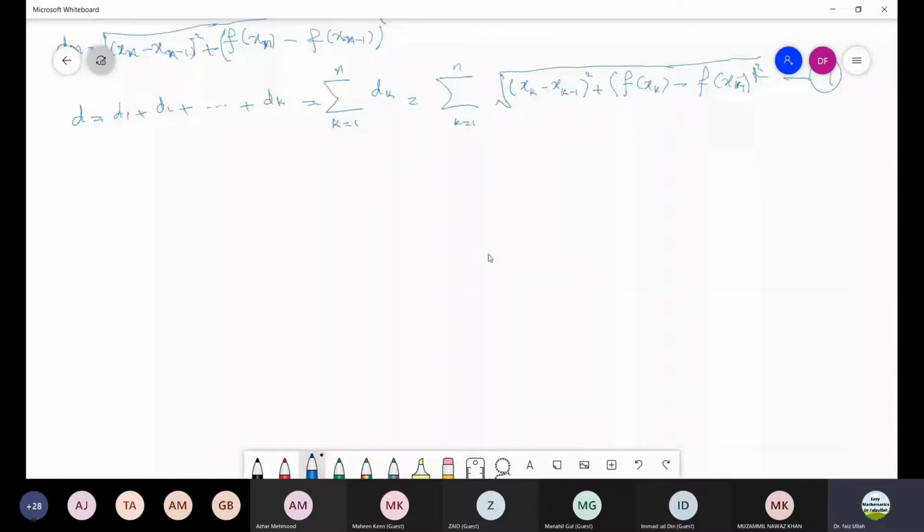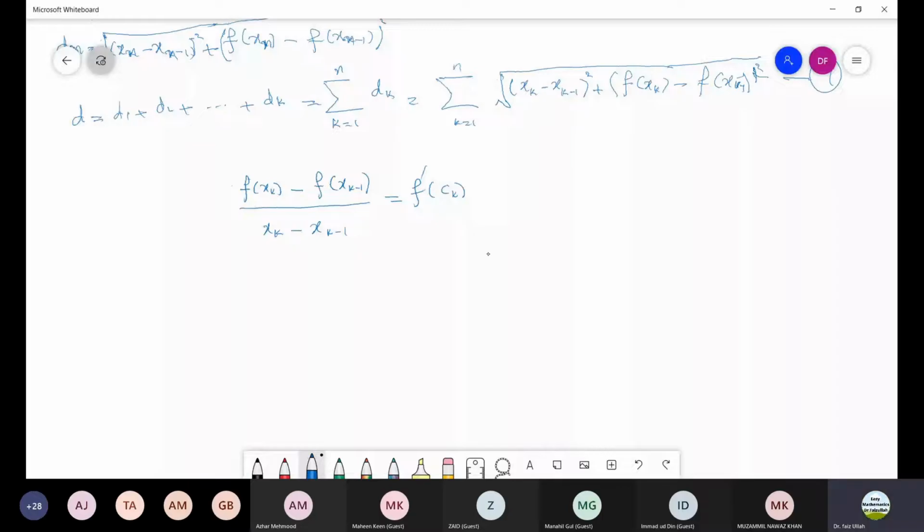I am using the mean value theorem. According to the mean value theorem, we know that (f(xk) minus f(xk-1)) divided by (xk minus xk-1) is equal to f'(ck), where ck is a point between xk and xk-1.